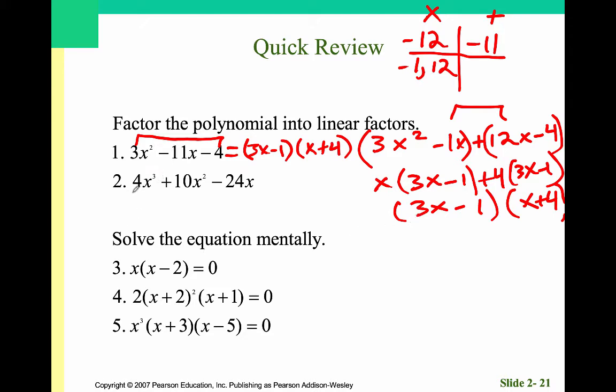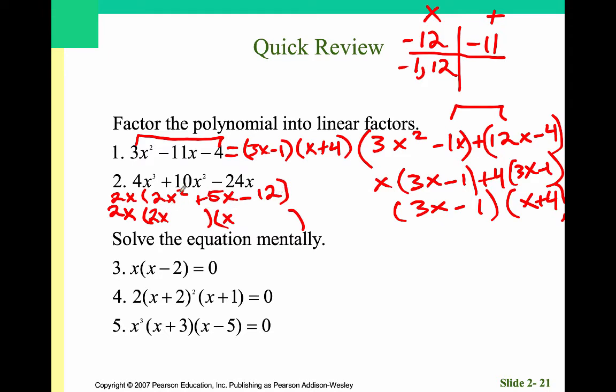First thing you want to do here is you always want to take out the greatest common factor, which is a 2x, and that leaves me with 2x squared plus 5x minus 12. And now the 2x needs to continue to come along for the ride. And now you could go through the grouping process with this if you need to, or you can recognize that this 2x squared, the only way to break it up is 2x and an x.